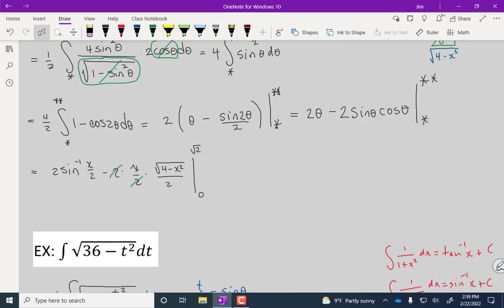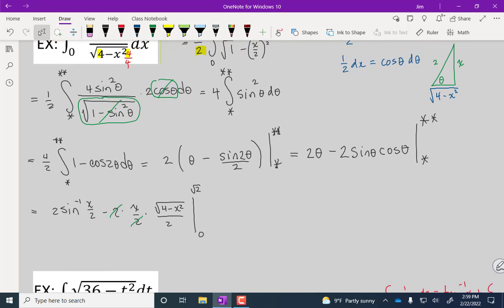So any questions before we evaluate? Any of that replacement stuff not make sense? Gabe? How are we replacing sine theta and cosine theta? What are we doing? So we look at our triangle, sine of theta is x over 2. So the sine part is going to be replaced with x over 2. So this part right there, sine of theta becomes x over 2. Cosine of theta is adjacent over hypotenuse, so cosine of theta is going to be replaced with that. You see it? Any other questions before we go to our inverse trig function evaluation?